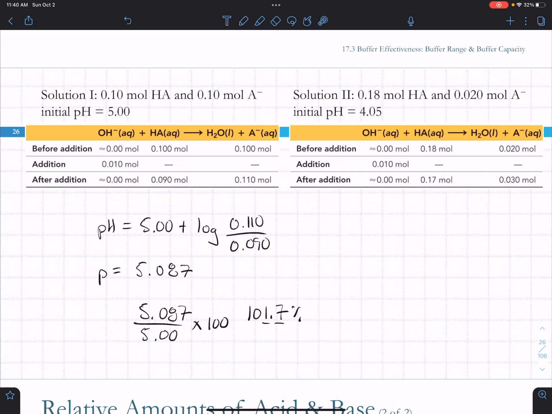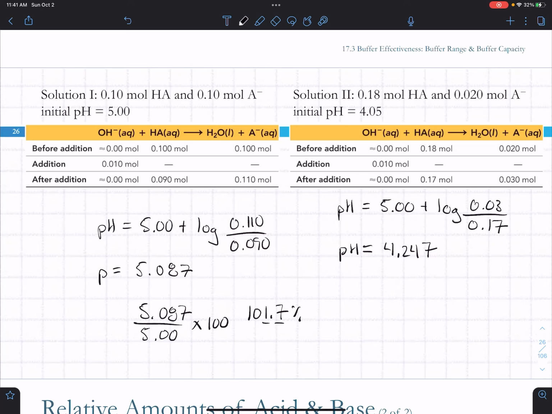For the other solution over here, now we already have more acid than we do base. And again, when we add a strong base, we are taking away from our weak acid and adding to the base. The pKa here is still the same, but because we're starting with more of that acid than base, our pH starts out lower. So the pH is the pKa plus the log of 0.03 divided by 0.17. So I'll just do this math real quick. And of course this equals pH. Our pH after the addition of that base is going to be 4.247 is where I'll round it off.